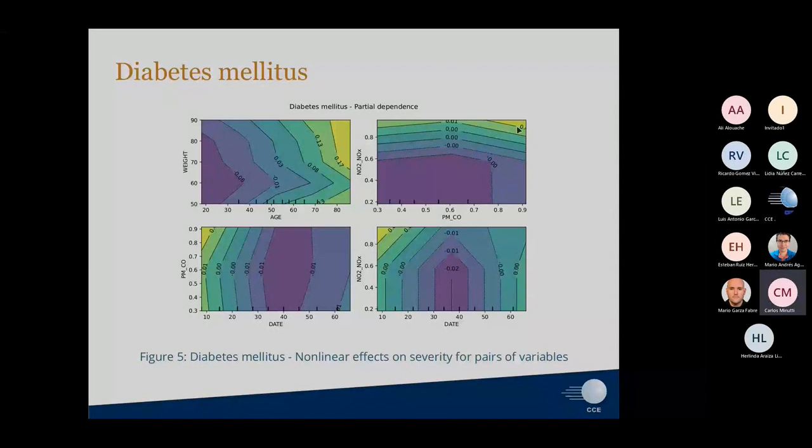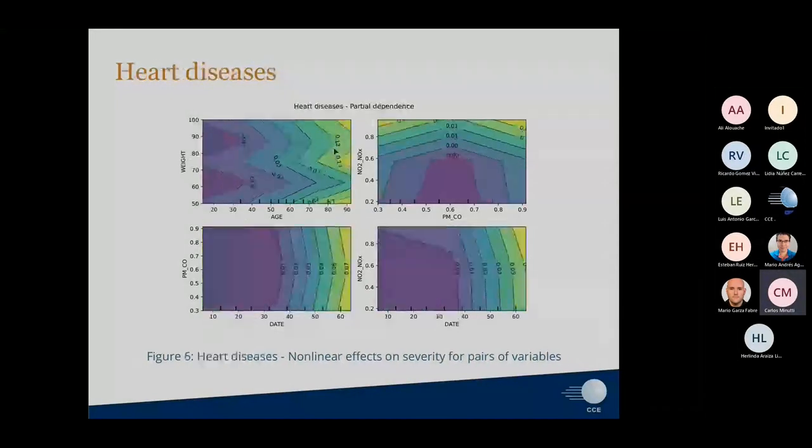For heart disease, we again see a nonlinear relationship with weight. In this case, you have two optimal weights, one around 60 kilograms and another around 85 to 90. This is probably because one is for male and the other for female sex. But if you have higher or lower weight, you are going to have a higher risk.